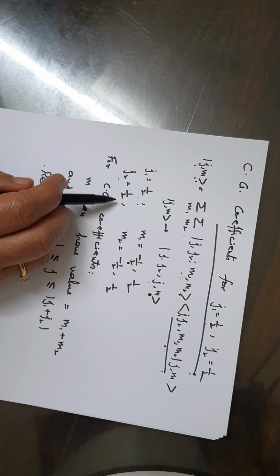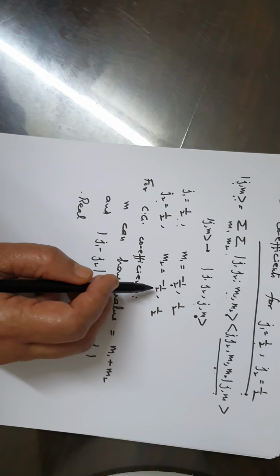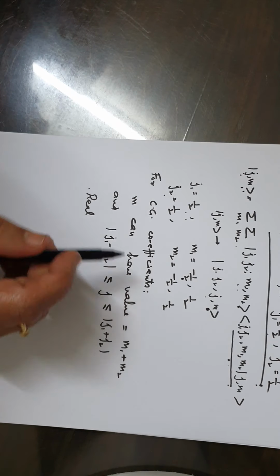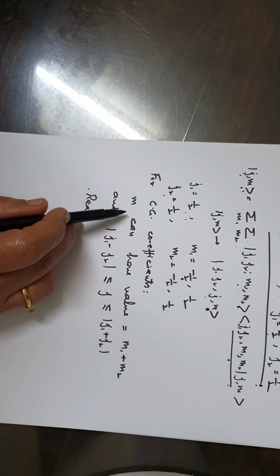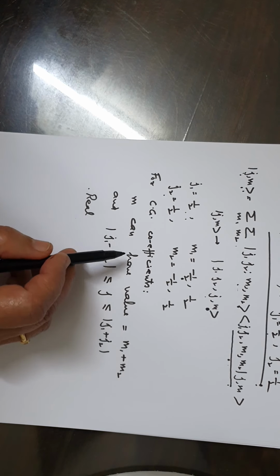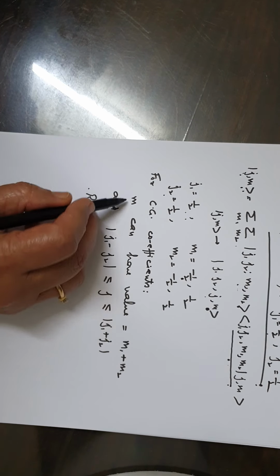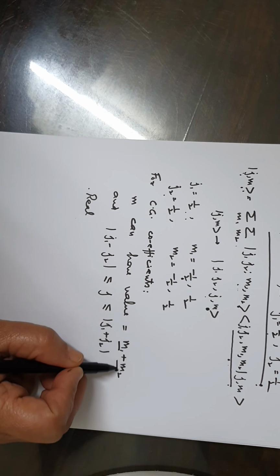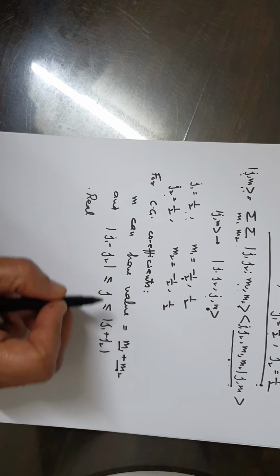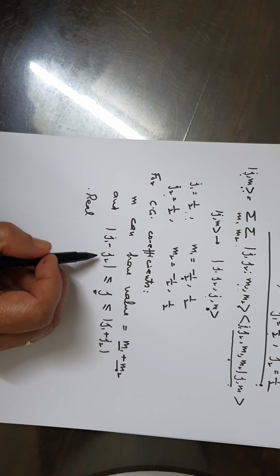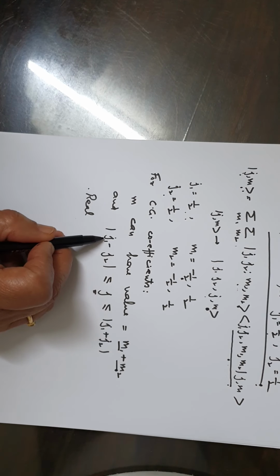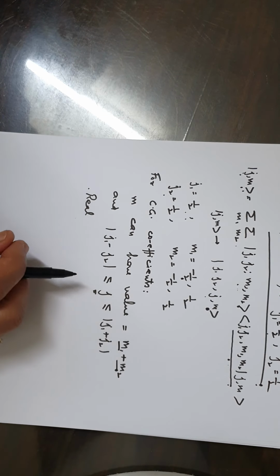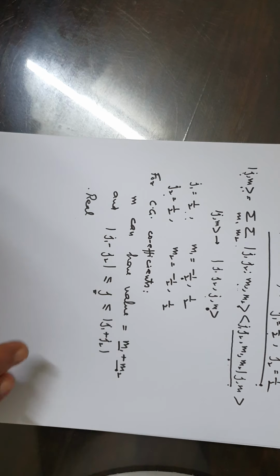Similarly, for J2 equal to 1/2, M2 can have value 1/2 and minus 1/2. Now, the rule for CG coefficients is that M, after the addition of angular momentum, can have the value M1 plus M2. Only this state is allowed. The total angular momentum J will have values from J1 minus J2 to J1 plus J2. The CG coefficients are real. These are the properties of CG coefficients.